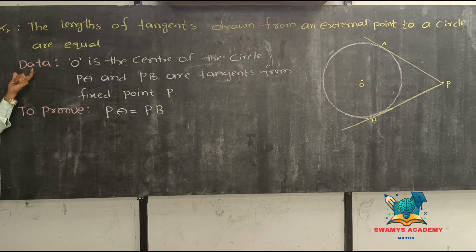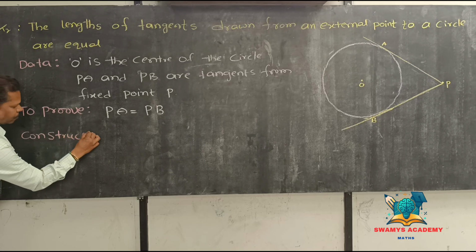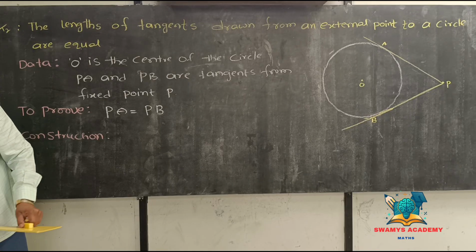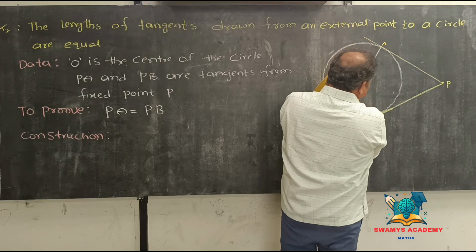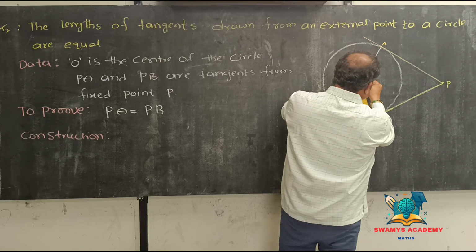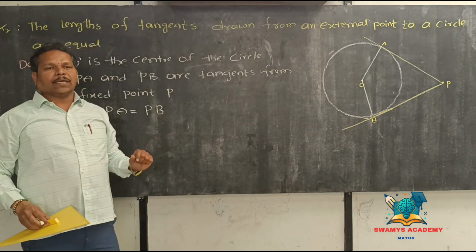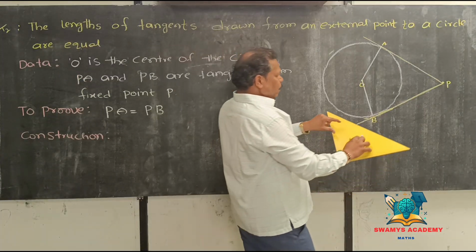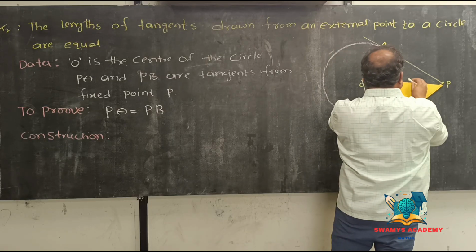First the statement, second the data, next to prove, next the construction. So what we need to do in construction is to draw extra lines. That is O to A as well as O to B. OA and OB are called radii, the plural form of radius. As well as we need to draw from O to P.